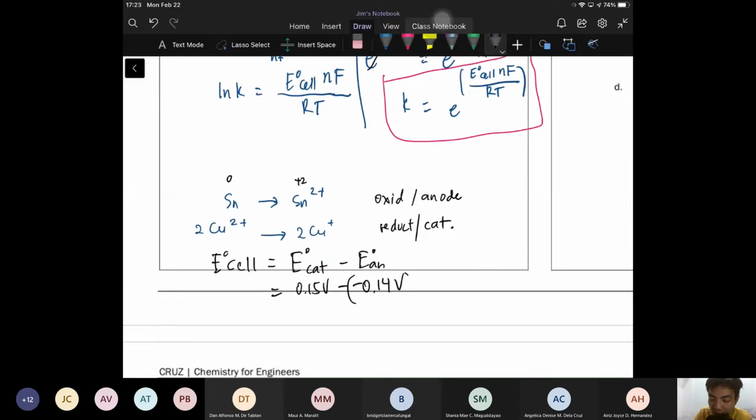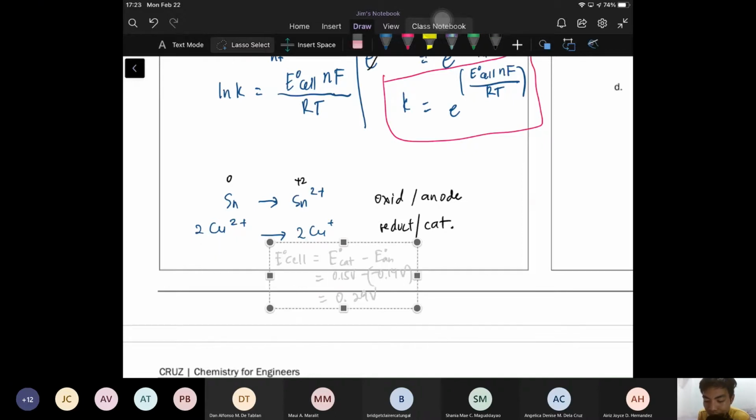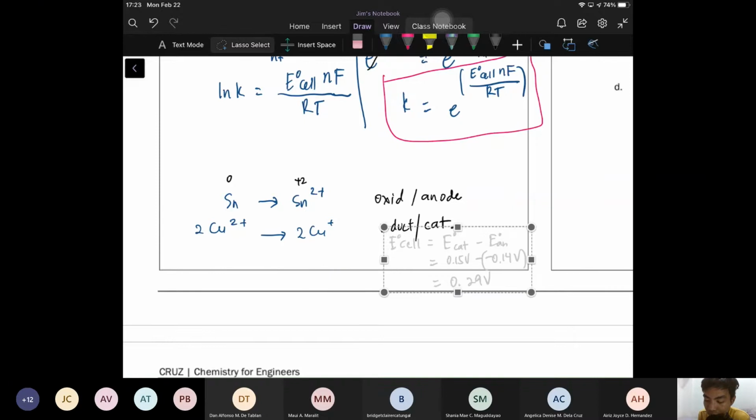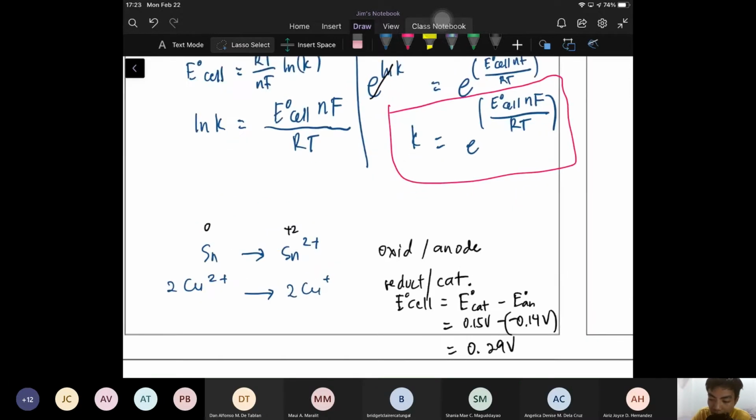Negative 0.14. Okay? So, we solve for the E cell. That's 0.15 minus negative 0.14. So, that's basically 0.29 volts. Yan yung E naught cell. Okay? So, that is 0.29 volts. Set aside ko na to. That will be the E naught cell. Yun yung ipa-plug in natin dito.